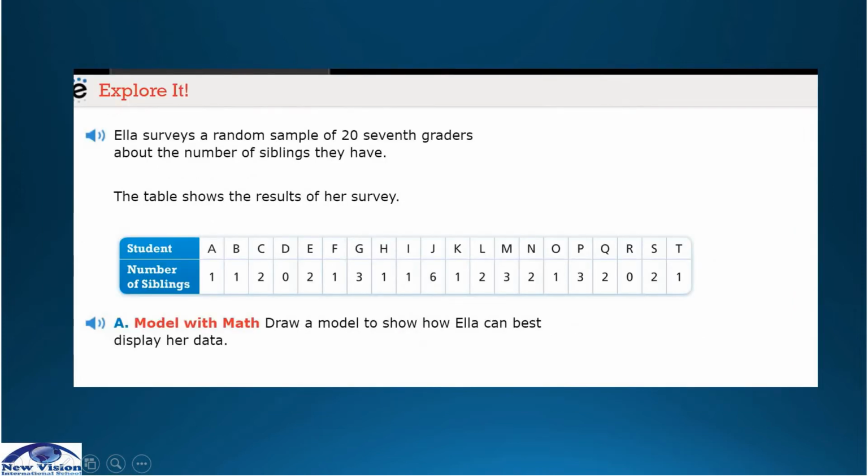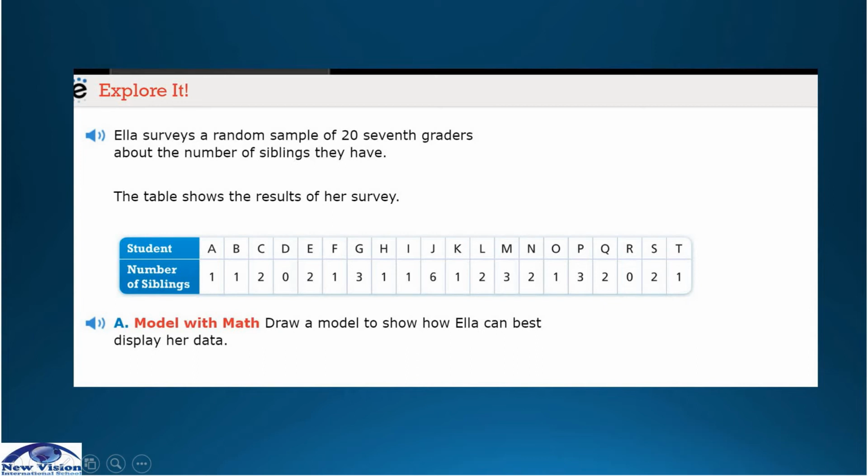So in this problem, ALA surveys a random sample of 27 graders. As you can see, you have A to T, and most of the data shows 1 sibling, 2, 3, 6, and you have also 0. What the 0 means is the only child in the family.